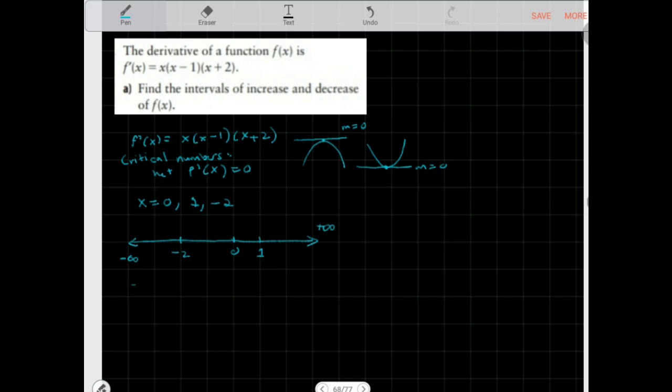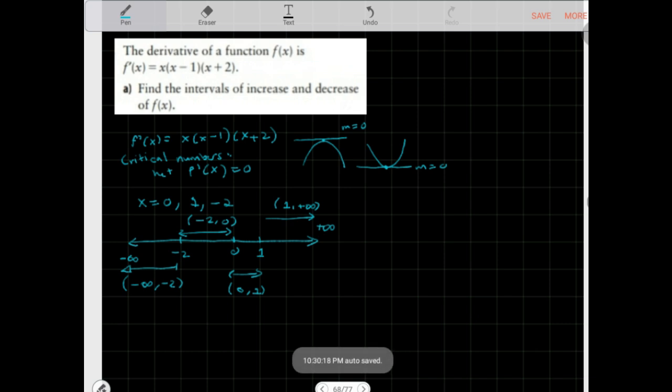So this interval here is between negative infinity and negative 2. This interval here is between negative 2 and 0. This interval here is between 0 and 1. And this interval out here is 1 and positive infinity. So we technically have a total of 4 intervals. If you have 3 critical numbers, then you should have 4 intervals. You should usually have one more interval than critical numbers.